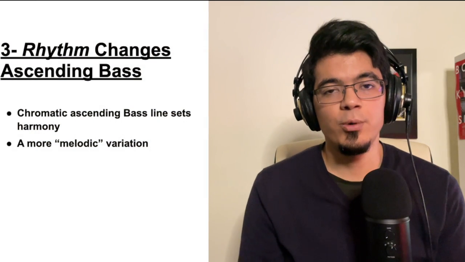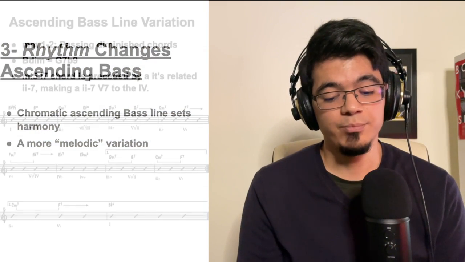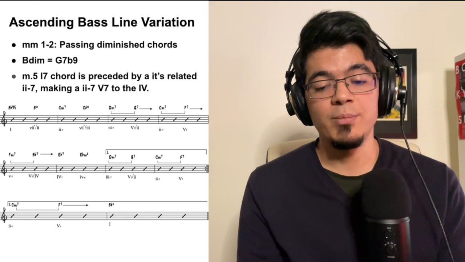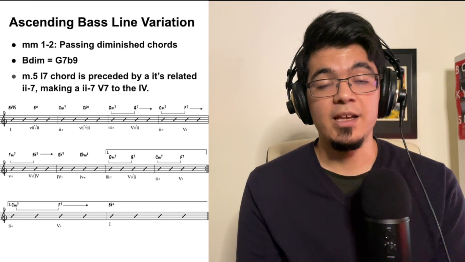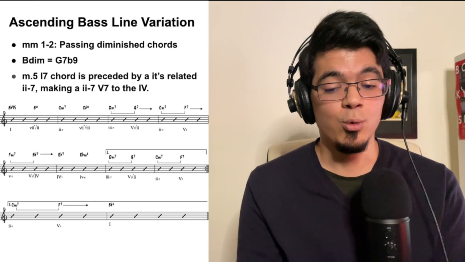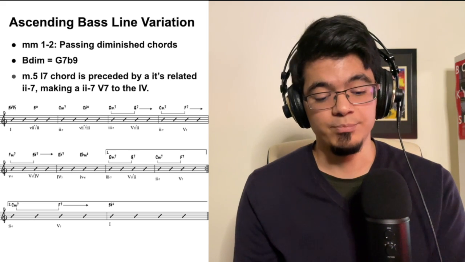Let's continue with what I'll be calling the ascending bassline rhythm changes variation. What you should notice right away is that the first 2 measures feature a chromatically ascending bass line using diminished chords, leading us to our 3 chord in the 3rd measure.